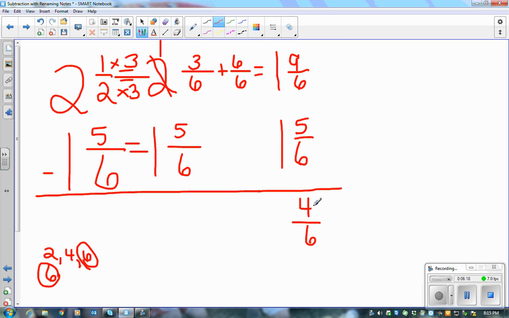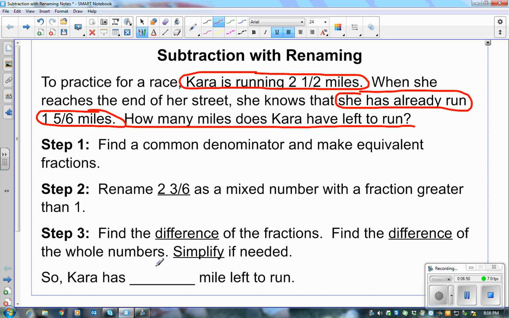So I asked myself, is there a factor that 4 and 6 have in common? And the answer would be yes. They have 2 in common. So I'm going to divide my numerator and denominator by 2. 4 divided by 2 is 2. 6 divided by 2 is 3. Then I asked myself, can this be simplified any further? Is there a factor that 2 and 3 have in common? And the only one they have in common is 1. So I know that my answer is now in simplest form. So if we go back, we now know that Kara has 2/3 of a mile left to run.